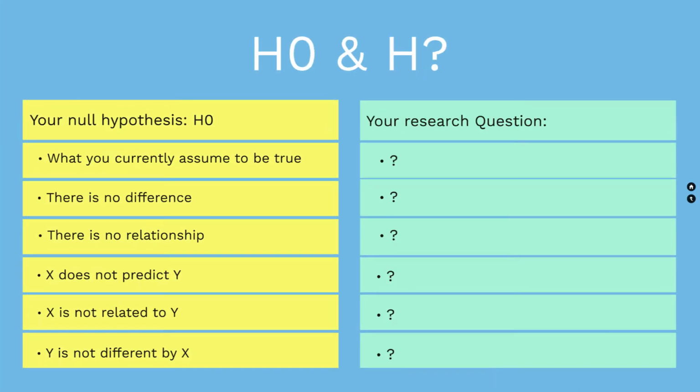Here are some examples of our H naught. It's what we currently assume to be true, that there is no difference, there is no relationship, that X does not predict Y, that X is not related to Y, or Y is not different by X. As you can see here on the right side, our research question should be able to fill in what is the opposite of our null hypothesis for each of these statements.